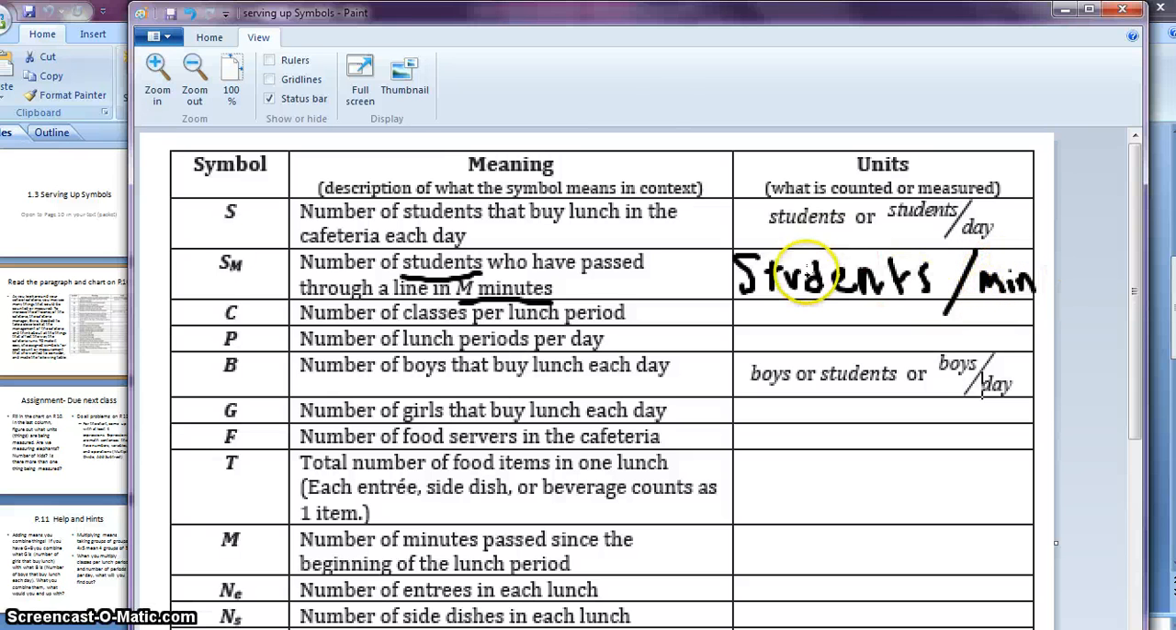Sometimes it's 2 things. Students per minute. How many of these things happen compared to these things? Boys per day, right? These are the actual things we're measuring. We're measuring students in minutes. Sometimes it's just one thing. In this example, you can only measure the number of food servers, cafeteria workers, okay? So this one would just be food servers.